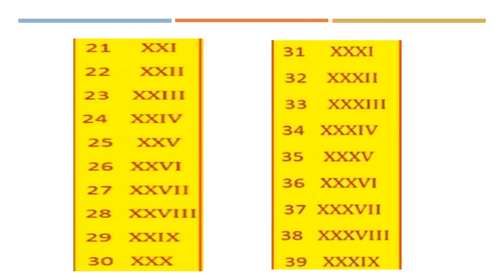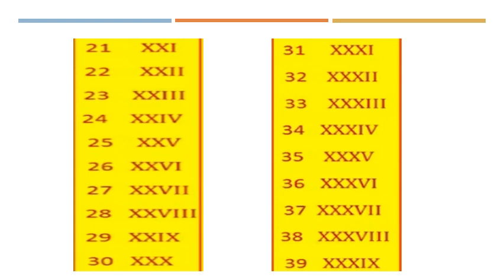30. We know that we can repeat any digit up to 3 times. So for writing 30, we will repeat X 3 times. That is XXX becomes 30. Now 31 to 39. XXX becomes 30, and if you add 1 to it, it will become 31. For 32, first we will write 30, XXX, and then 2 I's. Next is 33. Repeat X 3 times to get 30, and repeat I 3 times to get 3.